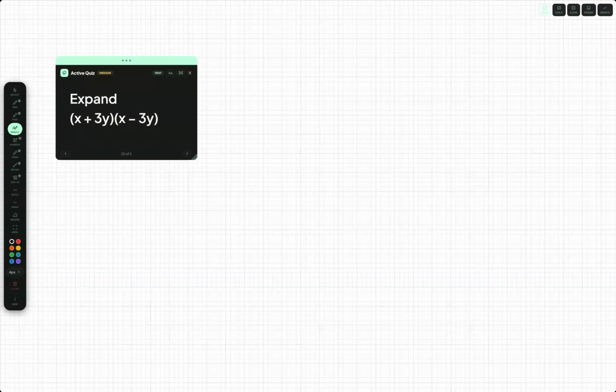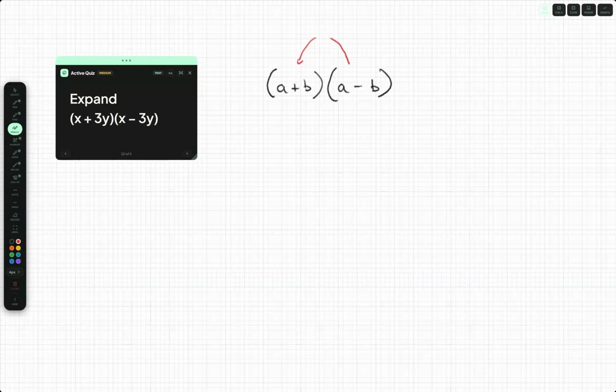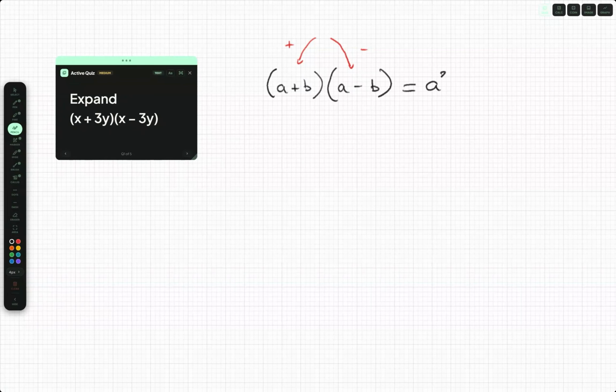Okay, welcome back. So now we're going to be looking at another very useful property when it comes to expanding pairs of binomials. So when we have something that looks like A plus B times A minus B, where the only difference between the two binomials is the sign, one is a negative and one is a positive, we can use a formula called difference of squares. This results in a squared minus b squared.